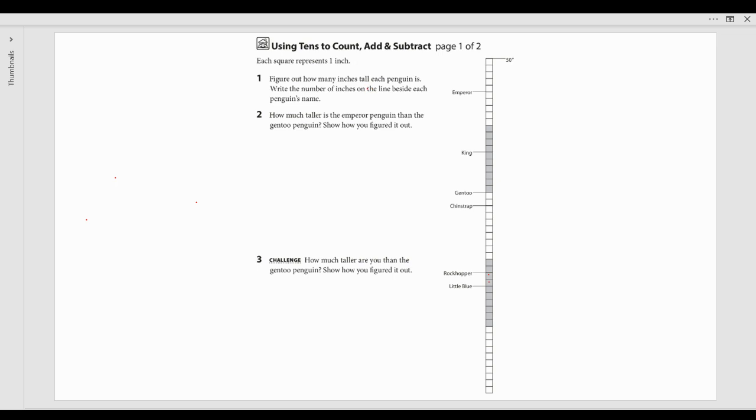To model number 1, I am going to figure out how tall the little blue penguin is and how tall the Gentoo penguin is. Starting at the bottom, I will count my groups of 10 first. 10. If I count another group of 10, it will take me past the little blue penguin. So I am going to start counting by ones from the number 10 until I get to my little blue penguin. 10, 11, 12, 13, 14, 15, 16. The little blue penguin is 16 inches tall.